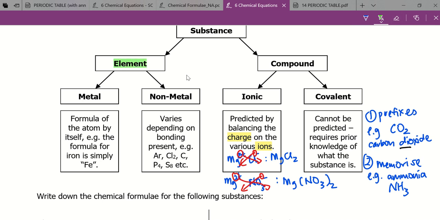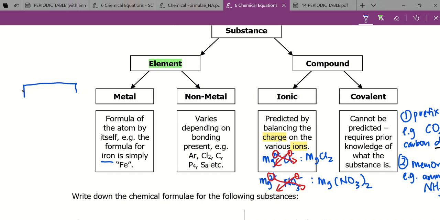Elements in your periodic table, you know that there are two types, one metal and the other one non-metal. For metal, it is very straightforward, because let's say I'm looking at iron, and let's say I have a block of iron. In this block of iron, it is all made up of iron atoms. How can I know how many iron atoms there are inside a block of iron? I cannot count how many there are.